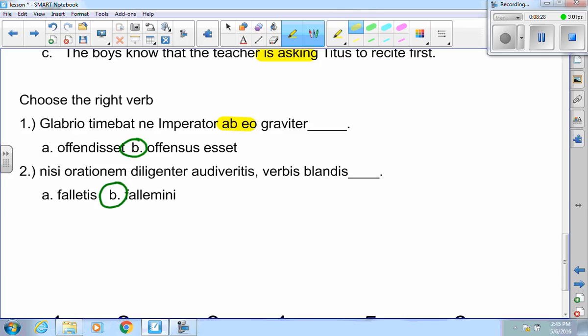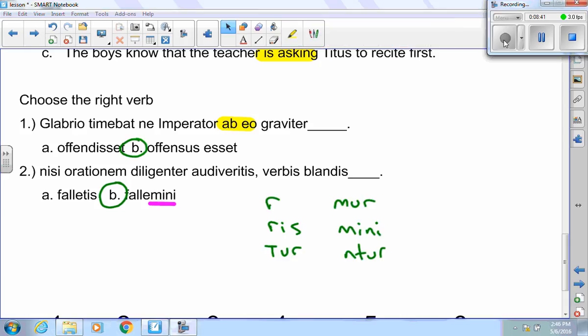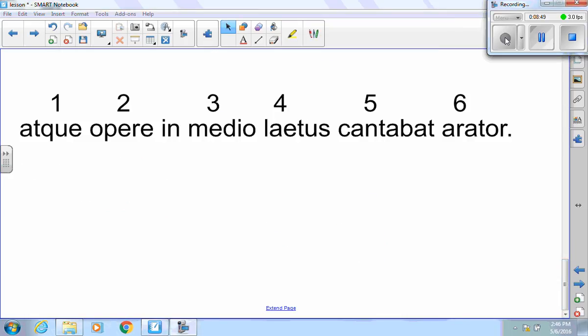So you just have to kind of work through it and understand that unless you listen to the speech diligently, you will be deceived. I need to make it passive. And remember that we have those passive endings, which are ris, tur, mur, mini, and ntur. This one right here, we get the mini.